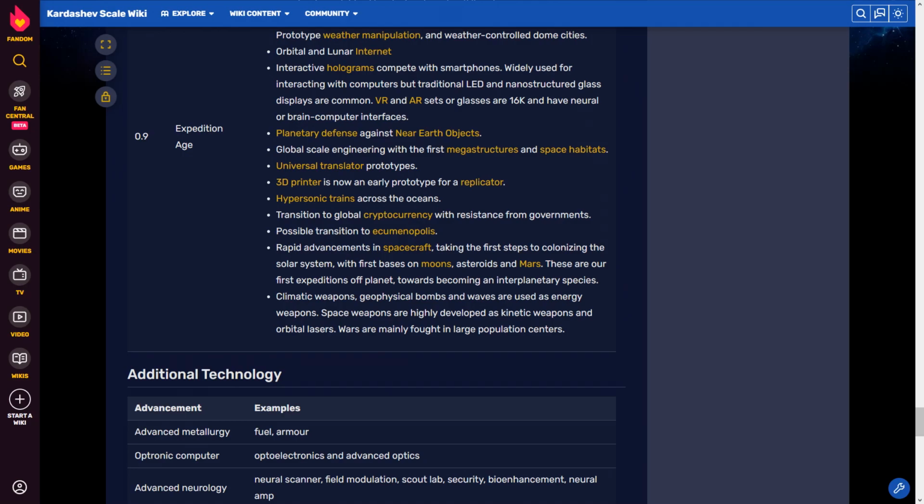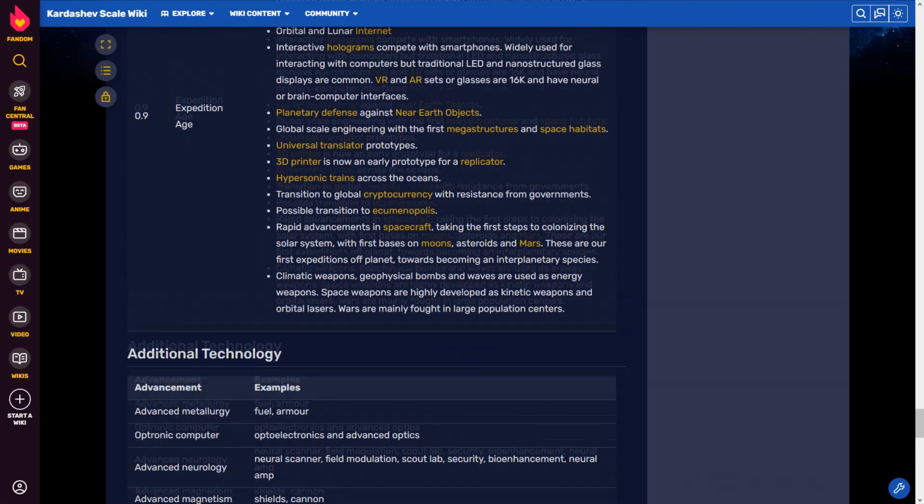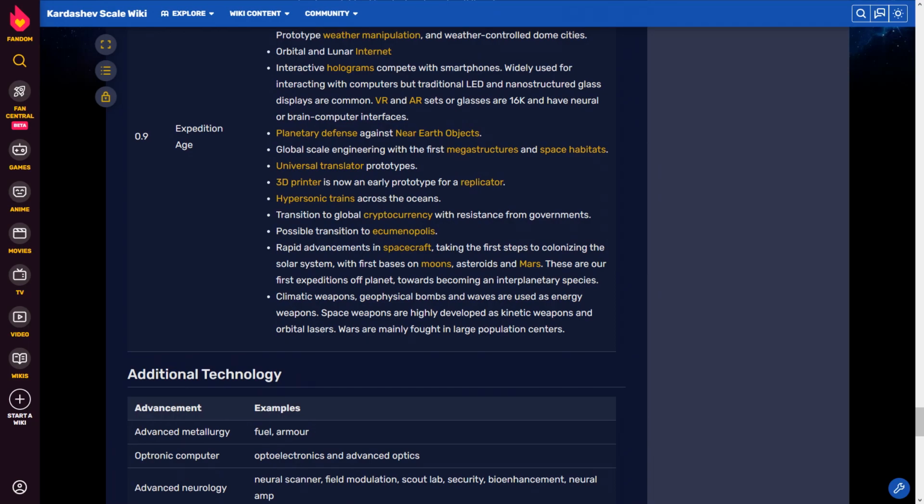Climatic weapons, geophysical bombs, and waves are used as energy weapons. Space weapons are highly developed as kinetic weapons and orbital lasers. Wars are mainly fought in large population centers. I'm feeling like maybe humans don't deserve to get off this planet. I think we need to stay here and just live with what we've done to ourselves.